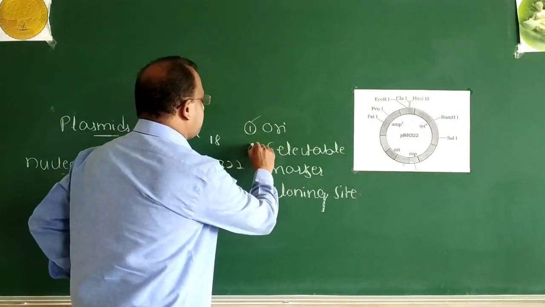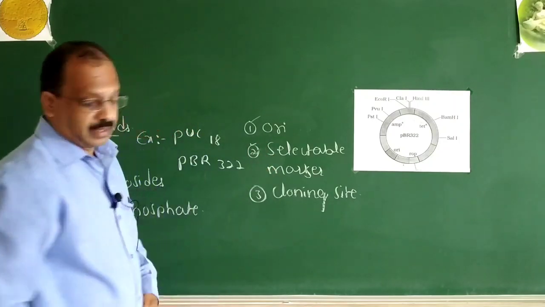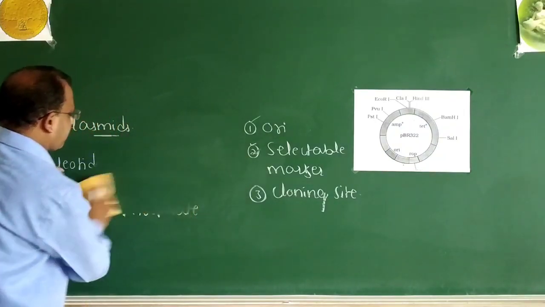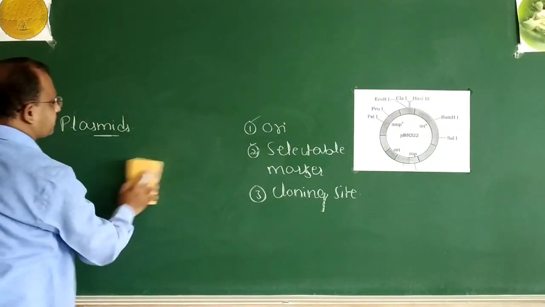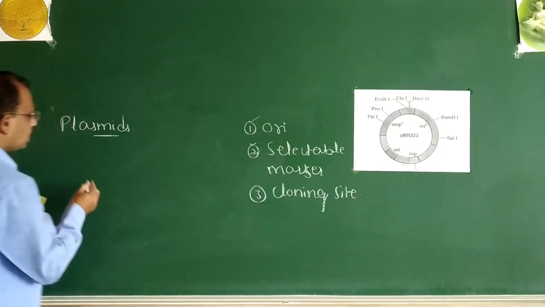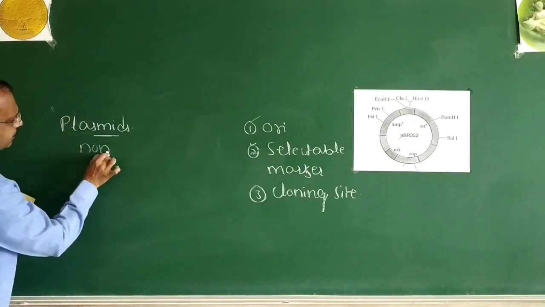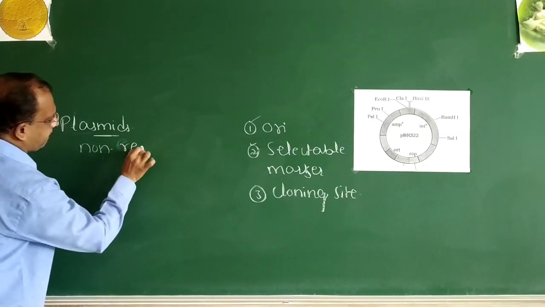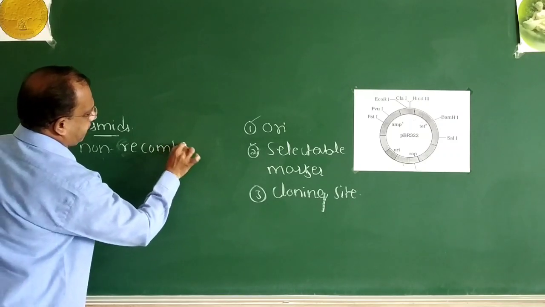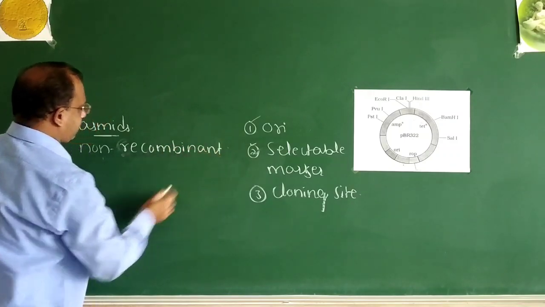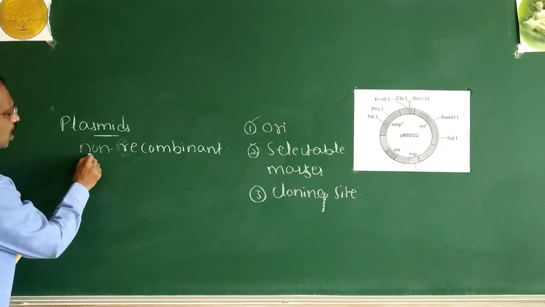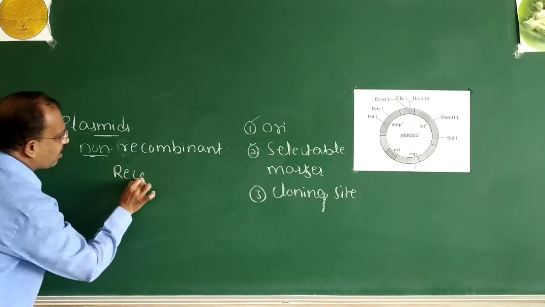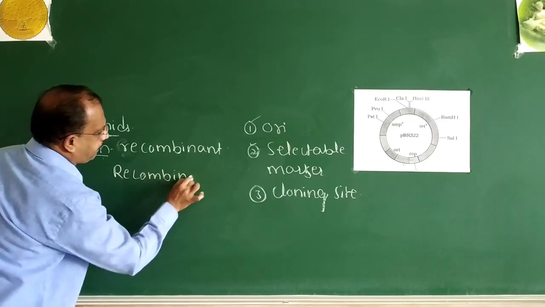Now look over the second matter, selectable marker. It will eliminate non-recombinants, and selectively permit the growth of recombinants.